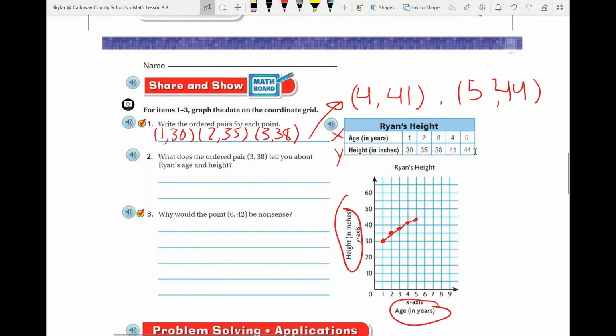Number 2, what does the ordered pair (3, 38) tell you about his height and age? So 3 is going to refer to his age. So whenever he was 3 years old, how tall was he? Well, we look at the chart. We see 3, and we go up. Looks like he was about 38 inches tall.